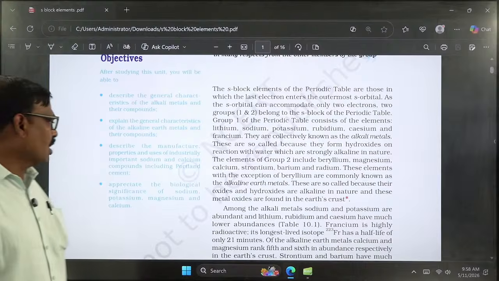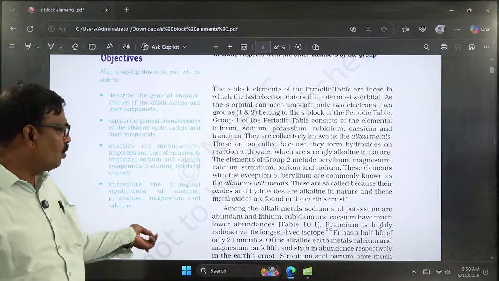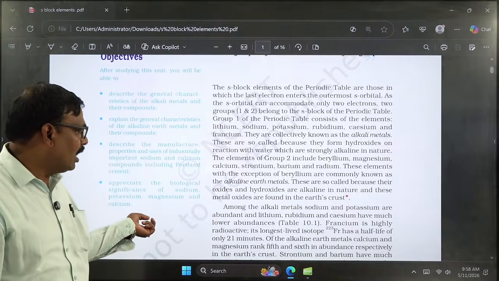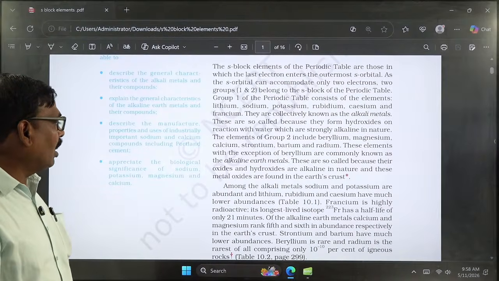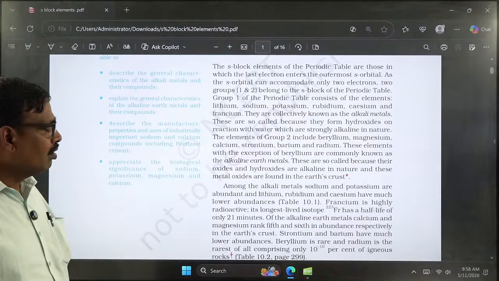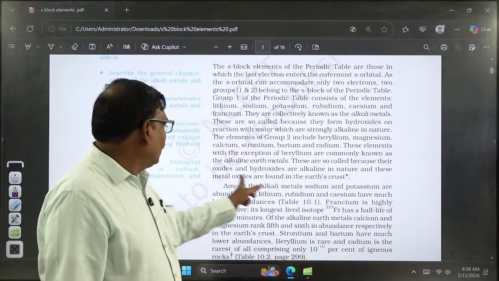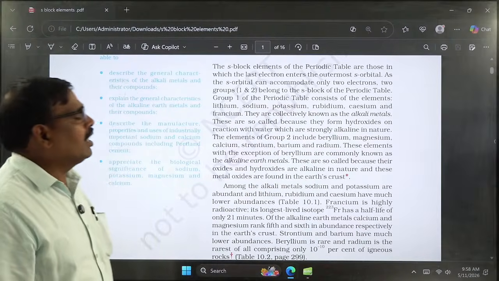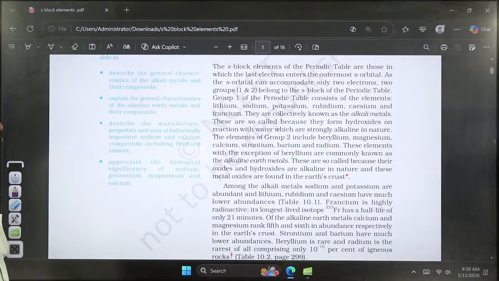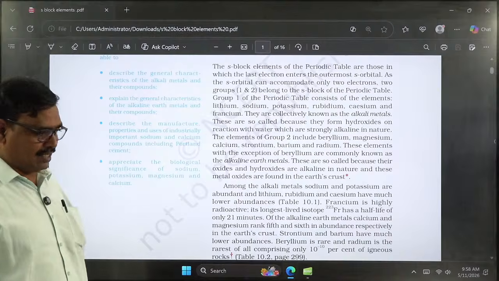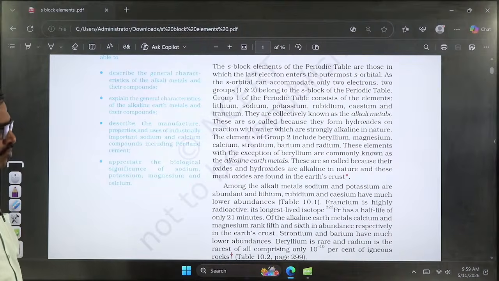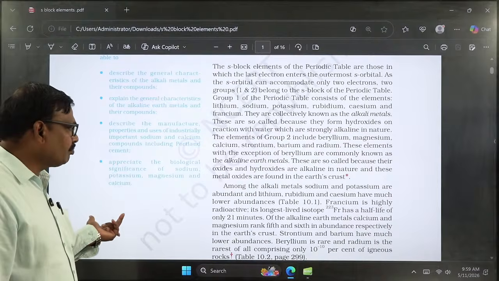That 1A group is also known as alkali metals, and 2A group is nothing but alkaline earth metals. So why are these called alkali and alkaline earth metals? Because their oxides and hydroxides are alkaline in nature. Alkaline means basic nature. And these metal oxides are present in the earth crust, especially the oxides of 2A group will be present in earth crust. That's why we call them alkaline earth metals.